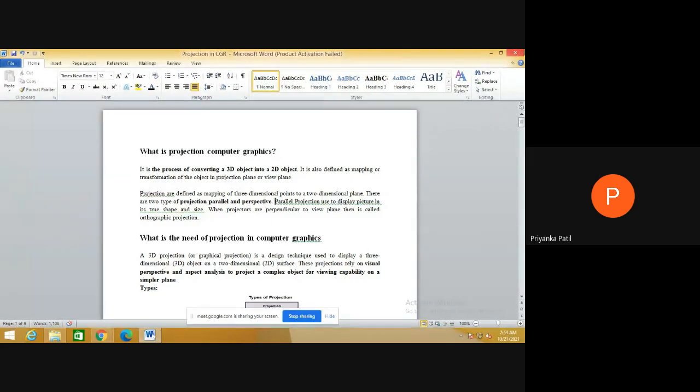When the projection is perpendicular to view plane, then it is called as an orthogonal projection.